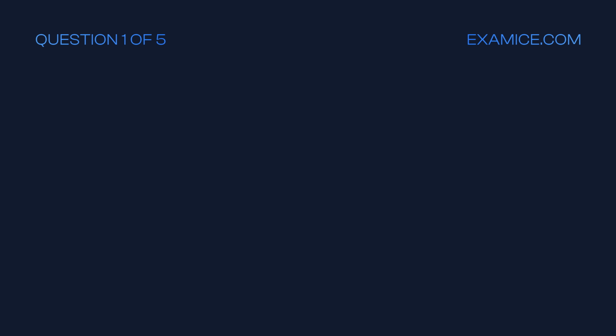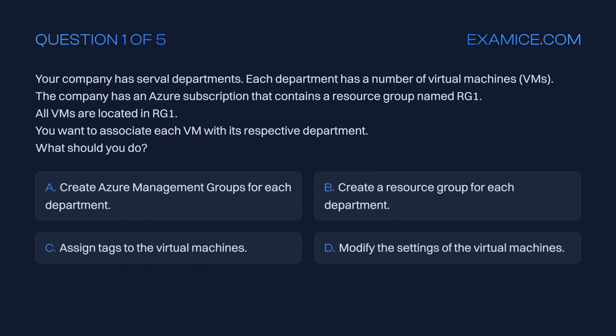Question 1. Your company has several departments. Each department has a number of virtual machines. The company has an Azure subscription that contains a resource group named RG1. All VMs are located in RG1. You want to associate each VM with its respective department. What should you do?